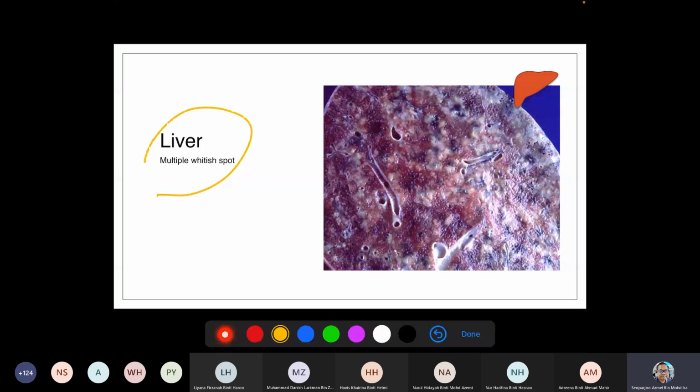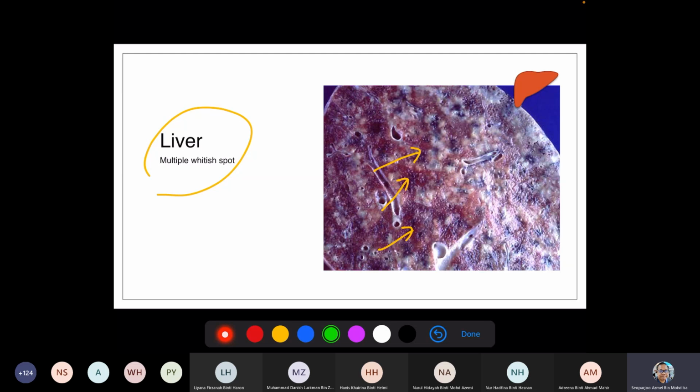Okay, I will help you orientate. You can see this red spot here. Don't worry about it, it is normal liver parenchyma, but what you need to worry about are the whitish spots here, here, and everything here. All of these whitish spots are actually the granuloma, where the mycobacterium sits in the liver. You can see it stimulates an immune response and causes granuloma formation.